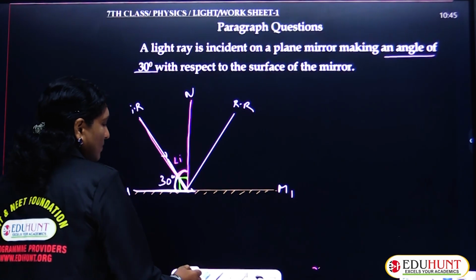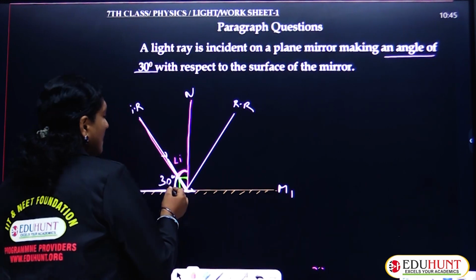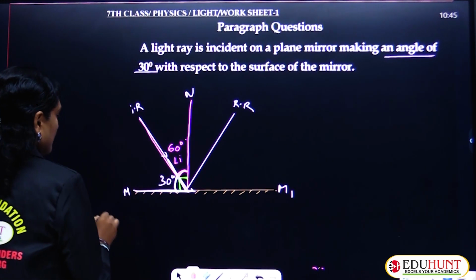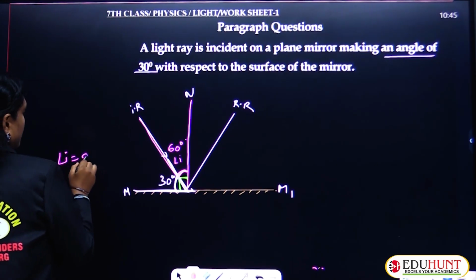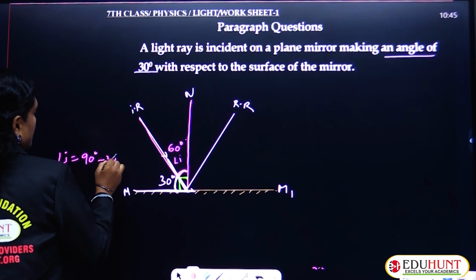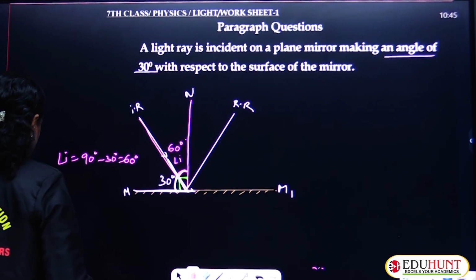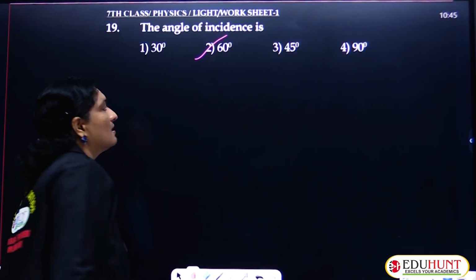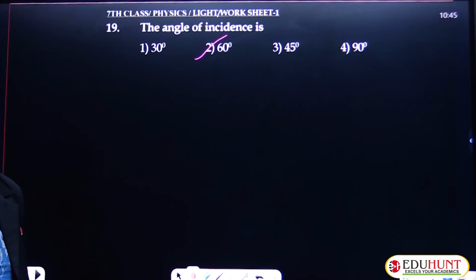Hence, the remaining portion must be equal to 90 minus 30, which is equal to 60 degrees. Angle i is equal to 90 minus 30, found to be 60 degrees. Hence, the angle of incidence is found to be 60 degrees. Clear? Well, now to the next question, the angle of reflection is.